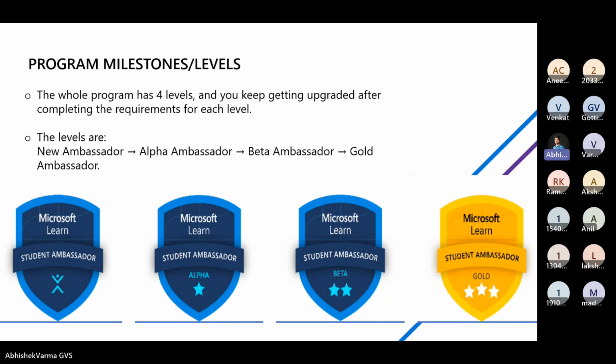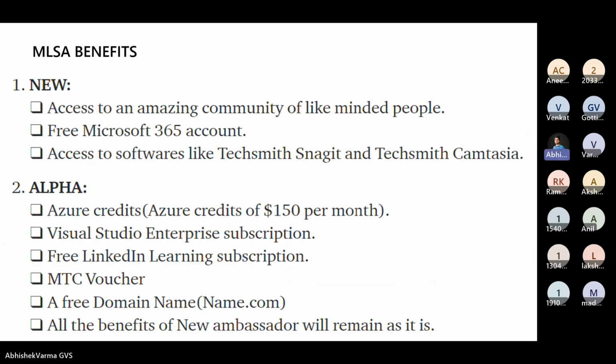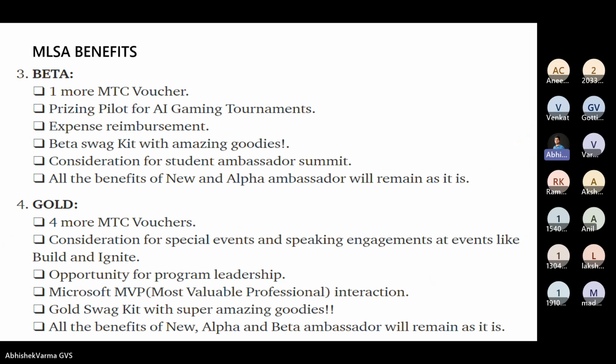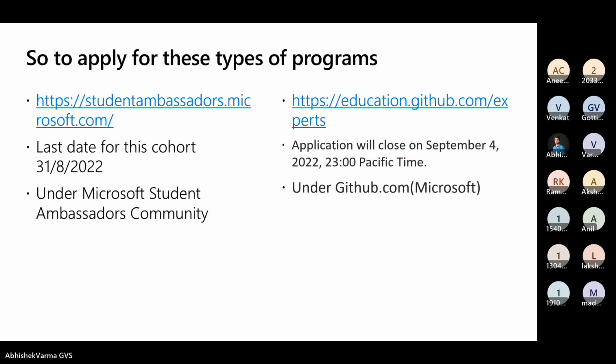And there will be 4 levels: new, alpha, beta, and gold. After gold, you will get a chance to become a Microsoft Most Valuable Professional. And you can also apply for student ambassadors and GitHub Campus Expert. Thank you.